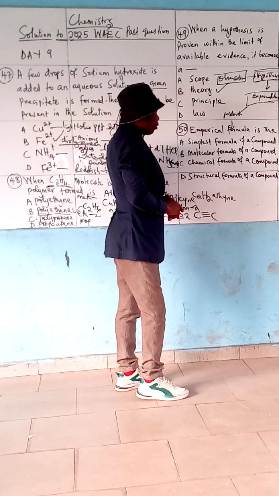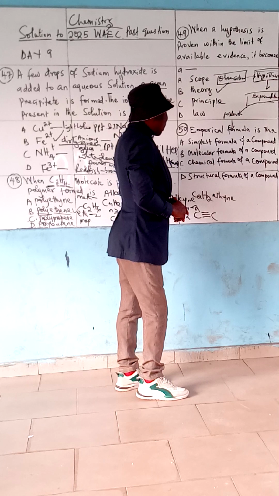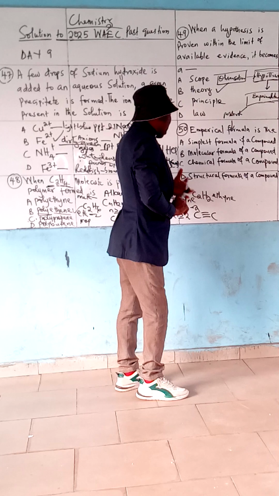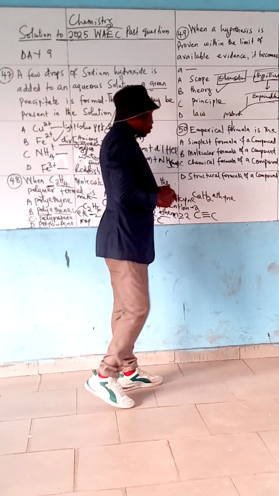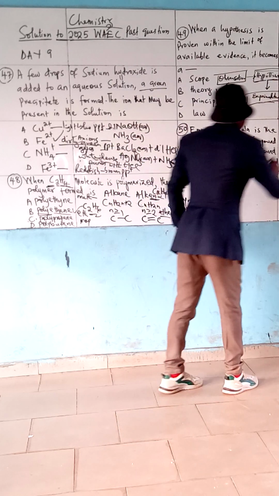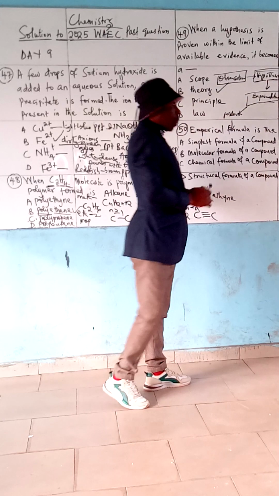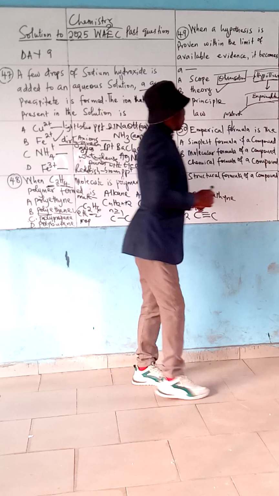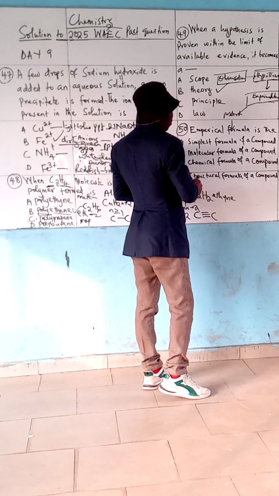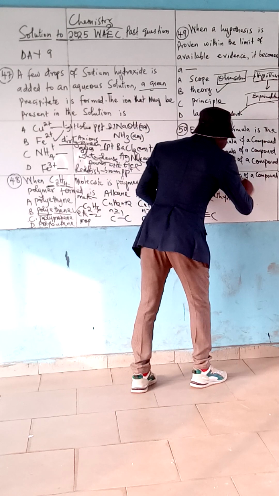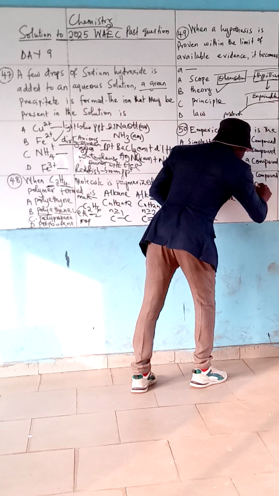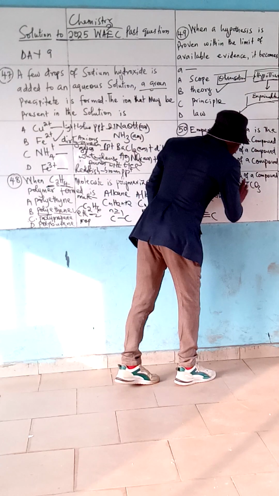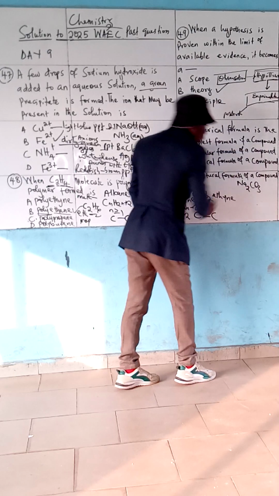Question 50. Empirical formula is the simplest formula of a compound, the molecular formula of a compound, the chemical formula of a compound, the structural formula of a compound. Of course, the correct option is the simplest formula of a compound. We have two formulas, empirical formula and molecular formula. Let me use a compound like Na2CO3. This is the name of this compound, sodium trioxocarbonate(IV).